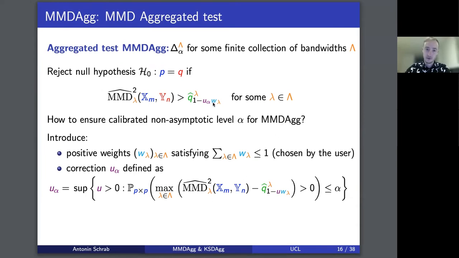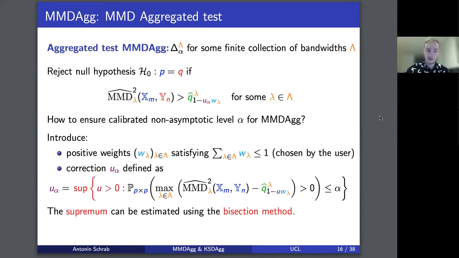And then here, if we go back to our aggregated test, saying that the MMD is greater than the quantile is the same as saying that the MMD minus the quantile is greater than 0, and saying that this happens for some lambda is the same as saying that this happens for the maximum value. If the maximum value is greater than 0, then it means that this happens for some lambda. All right, so if we define U alpha like this, we get an aggregated test with non-asymptotic level alpha as desired. In practice, we need to estimate the supremum.